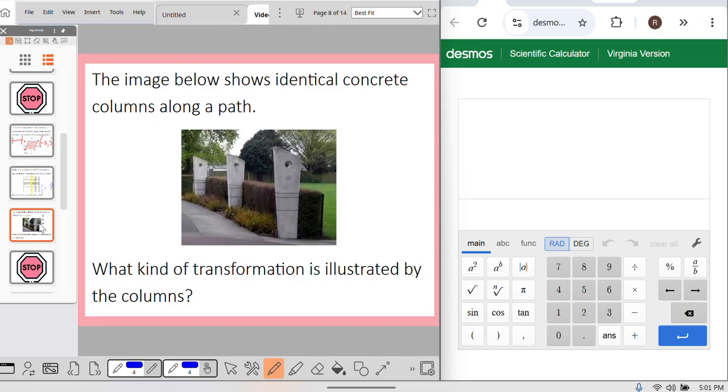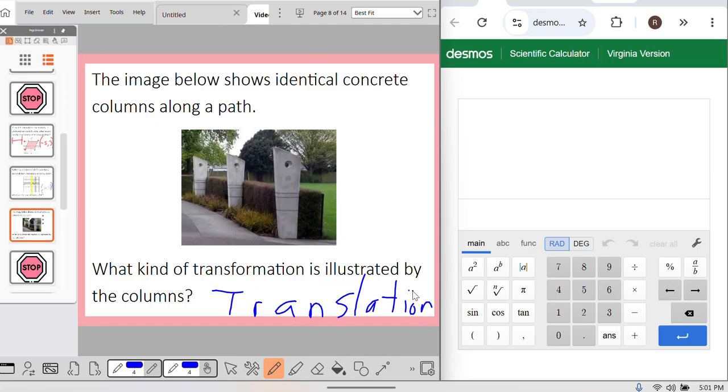The image below shows identical concrete columns along a path. What kind of transformation is illustrated by the columns? If you'll notice, they are all facing the exact same direction. There was no flipping. It's just as if they are sliding back. So that means that this is a translation.